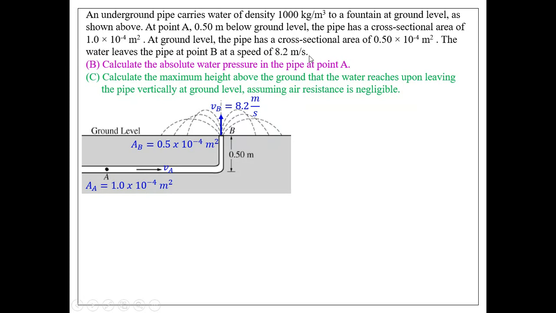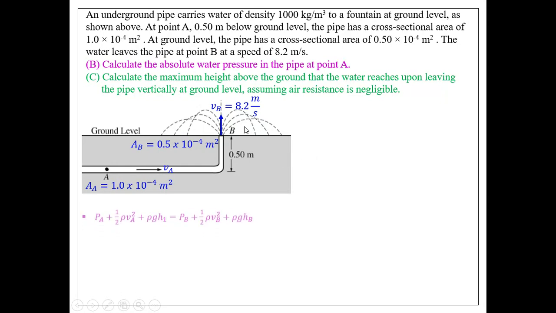To find the absolute water pressure at point A. So there's a certain amount of pressure here. Here in the wider area, V is given as VA, and then as it rises, the pressure up here is atmospheric pressure. Keep that in mind. As the water exits into the air, the pressure at point B is just atmospheric pressure, which is 1 atm, or you can convert 1 atm into Pascal.